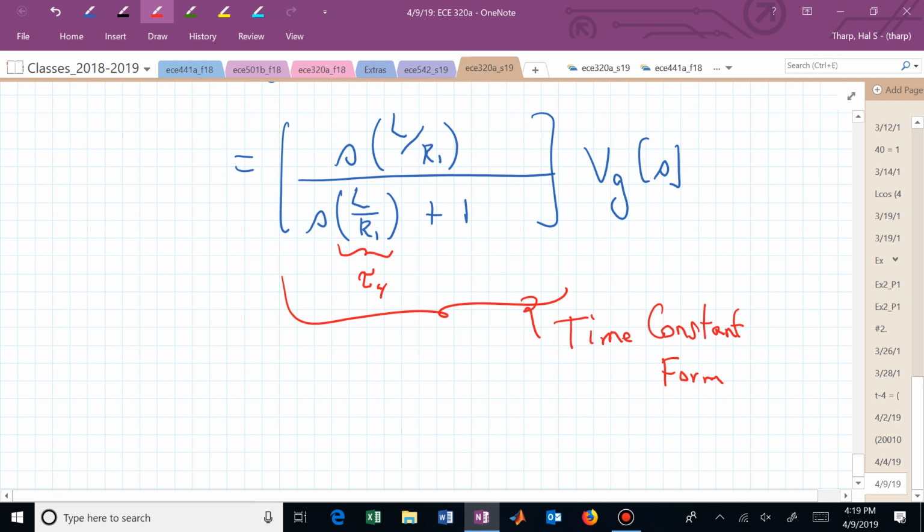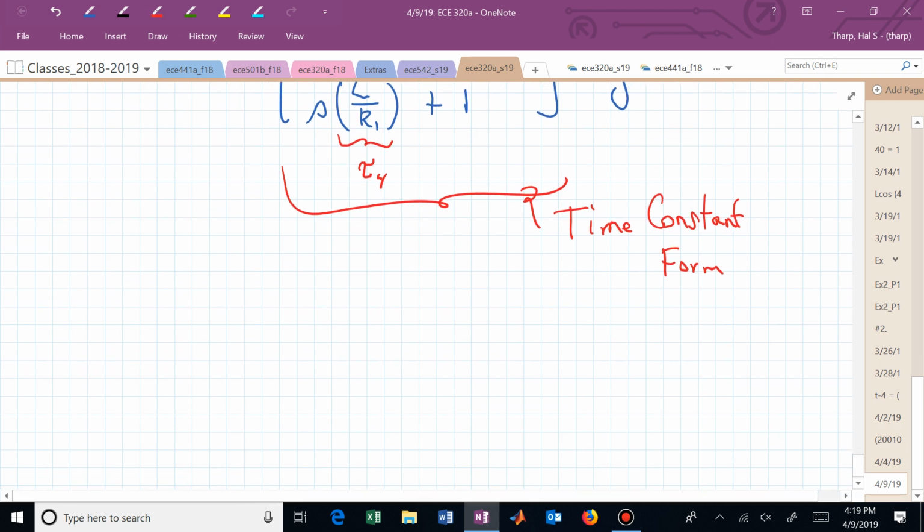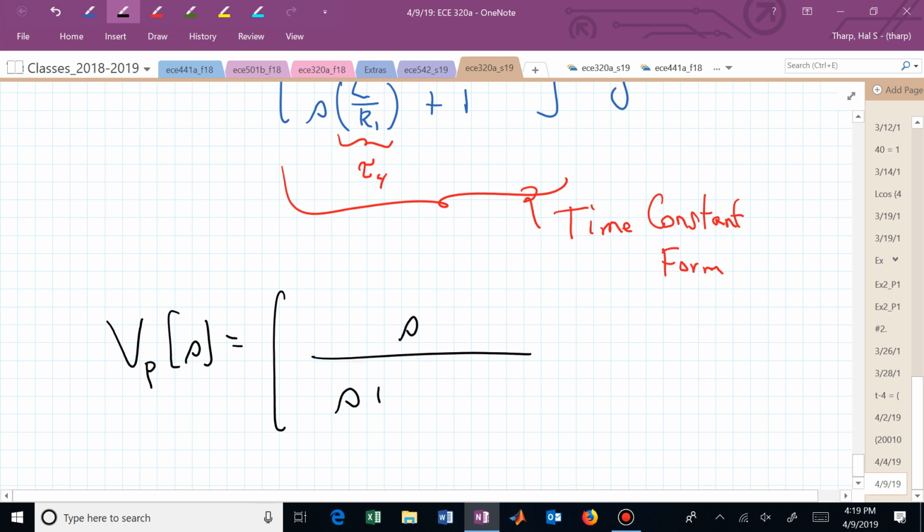What if we wanted to put it in pole zero form? Can we just factor that L over R1 out of the S term? And then it'll cancel with what's upstairs, and we have our pole explicitly visible in the denominator. Meaning, we can now rewrite that: V sub P of S is equal to S over S plus R1 over L, times V sub G of S.